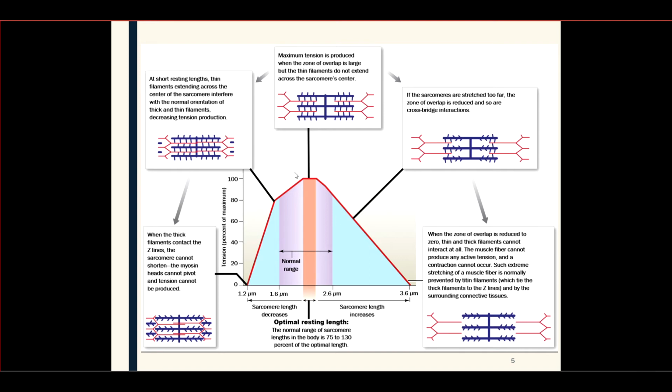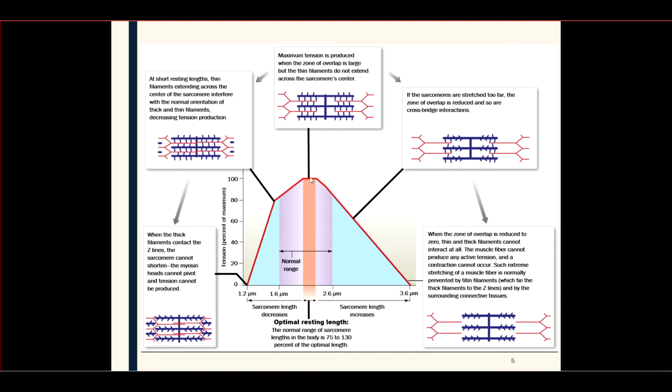So what we're saying is this: when the length of the sarcomere, remember here's the Z line, here's the other Z line, when this length is an optimal resting length, and we stimulate the muscle fiber to contract, we're going to get maximal tension.